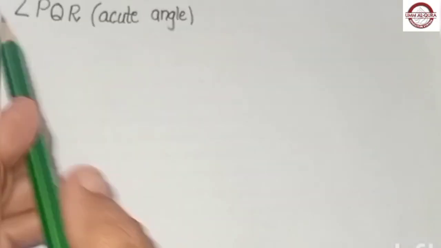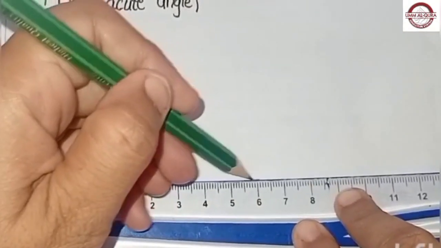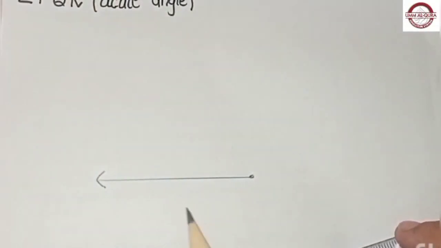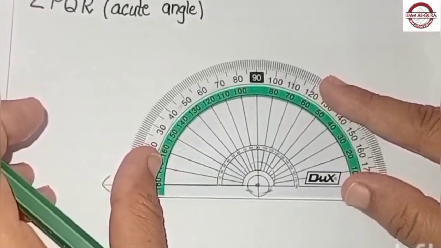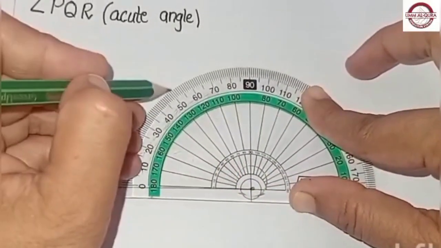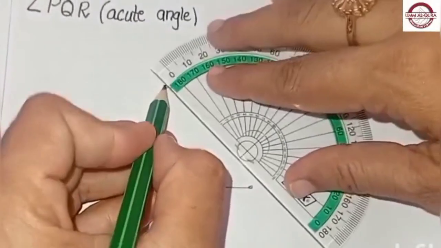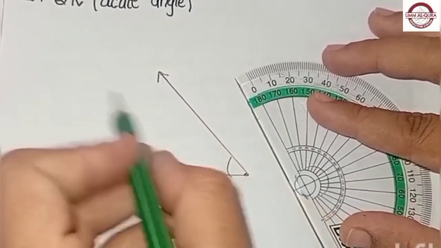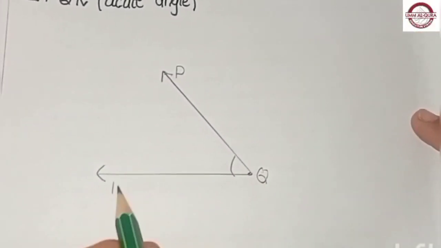Now we'll do the next part, angle PQR. First of all, we will draw a ray right to left. Then an acute angle is less than 90 degrees. Here we will put the protractor and these values are less than 90 degrees. So we'll put a point here at 50 degrees, that is less than 90 degrees. So we will join this point. This is an acute angle, that is less than 90 degrees. We will write the name of this angle PQR.